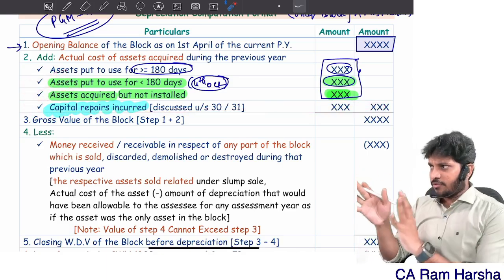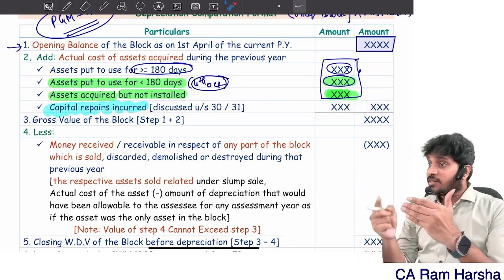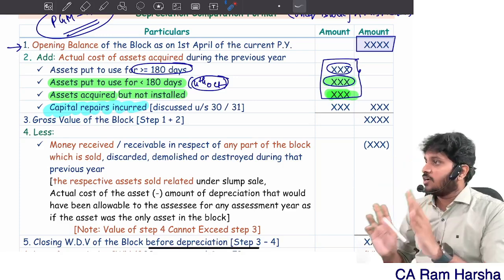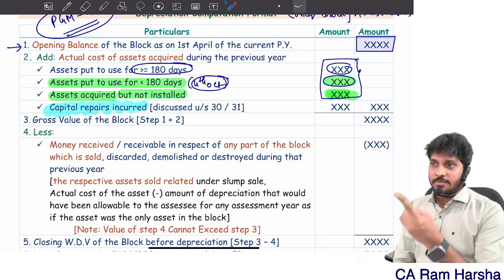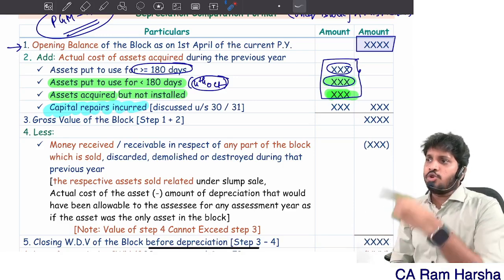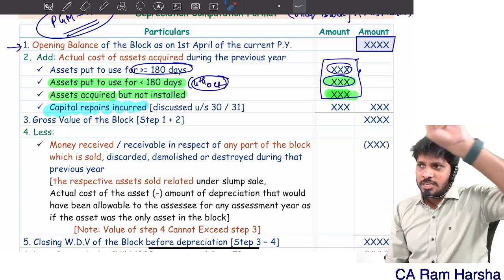They will not tell you whether it is more than 180 or less than 180. They will tell you the asset was purchased and installed on which date. You should figure out whether it is more than 180 or less than 180. Understood?